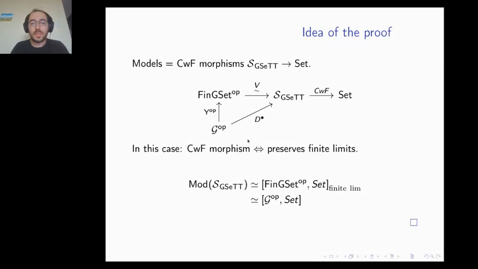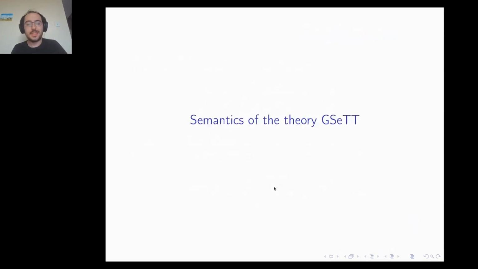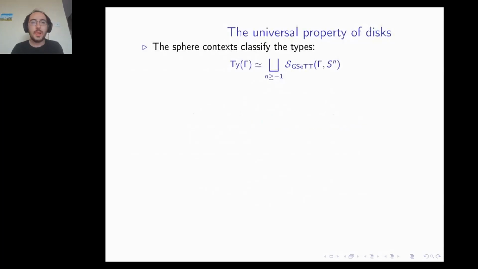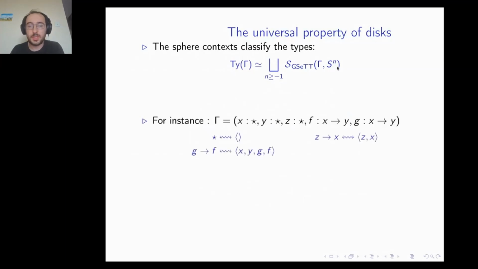So instead, what I'll do now is I'll show you how to embed this CWF structure inside the universal property of the syntactic category. And that's what I want to call the semantic. So first thing is that the sphere contexts classify the types in the theory. So a type is the same as a substitution to a sphere context. That might seem a bit weird, but it's very natural actually.